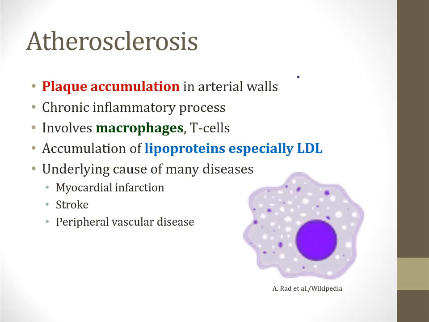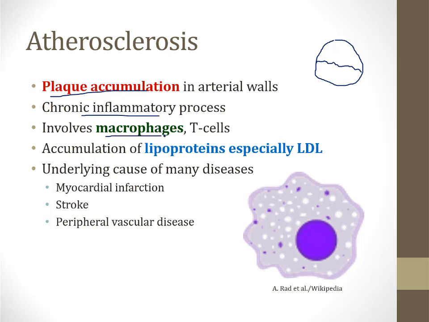Atherosclerosis means the growth of atheroma, and atheromas are plaques which accumulate on the arterial walls. So if this were a cross-section of an artery, in atherosclerosis, plaque begins to build up and narrow the lumen of that blood vessel, and that's what can lead to disease. It's a chronic inflammatory process, as we'll talk about in a minute.